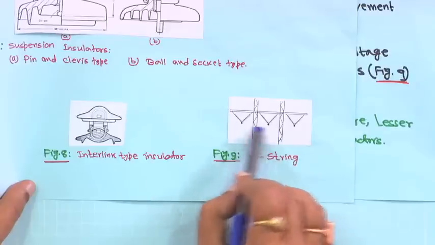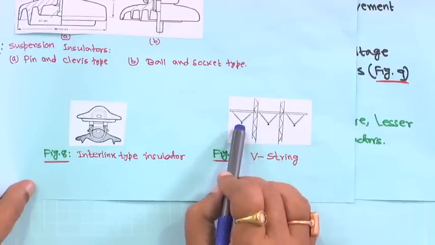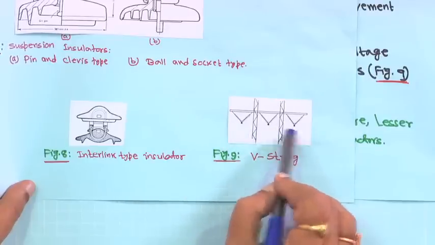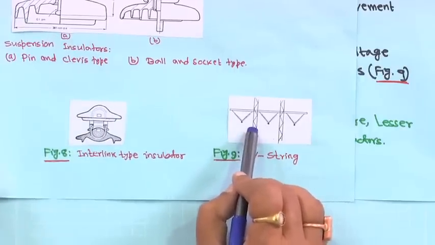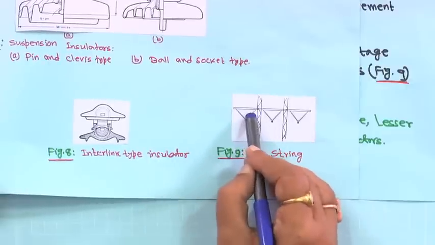So, the distance between the conductors, this is one phase, this another phase, this another phase, can be kept minimum, but it will be expensive because you are using this one on each side of the tower. So, it will be expensive.